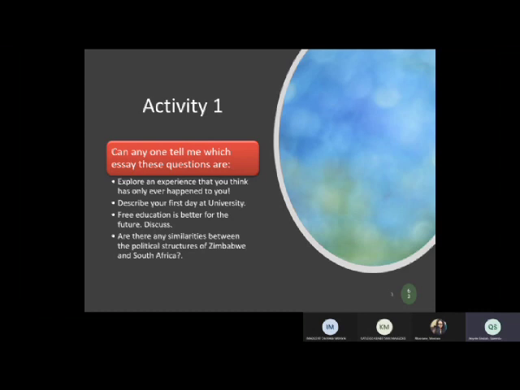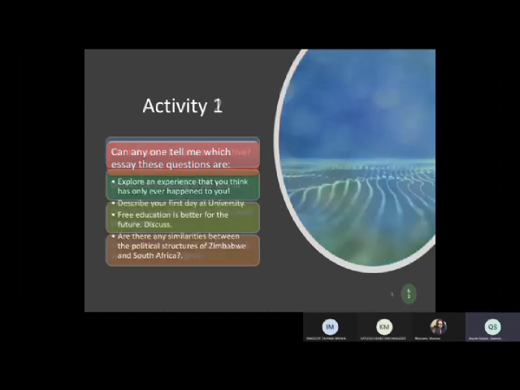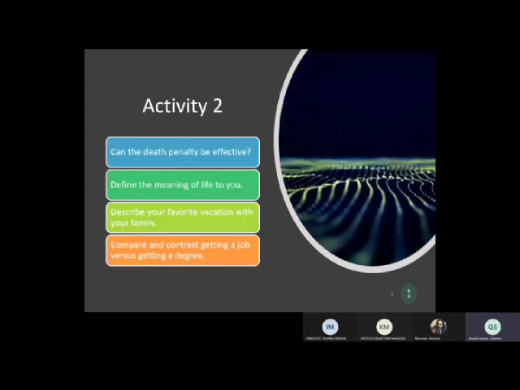And of course, the last one, a comparative essay. Excellent, excellent, Katlego. Excellent try. So let's do the last one, right? Can the death penalty be effective? Define the meaning of life to you. Describe your favorite vacation with your family. Compare and contrast getting a job versus getting a degree.